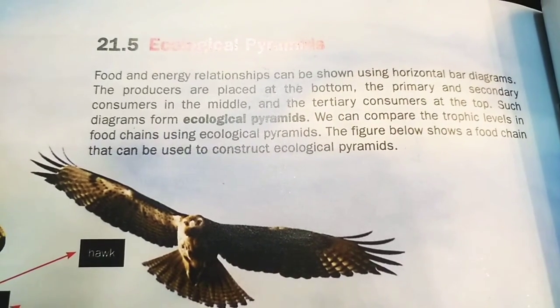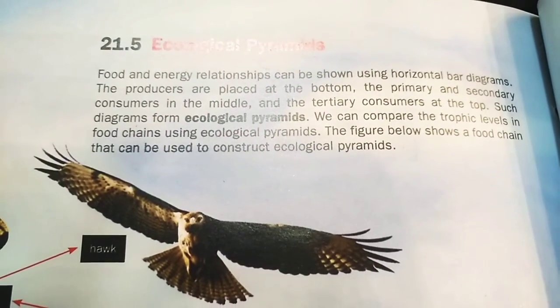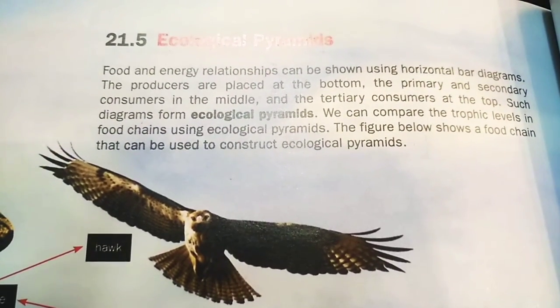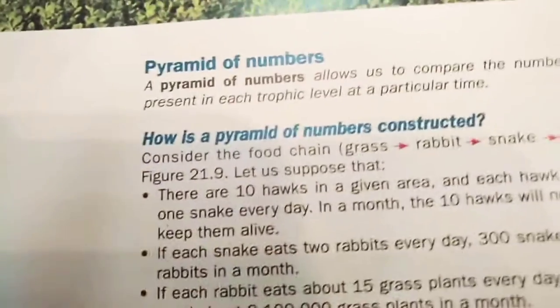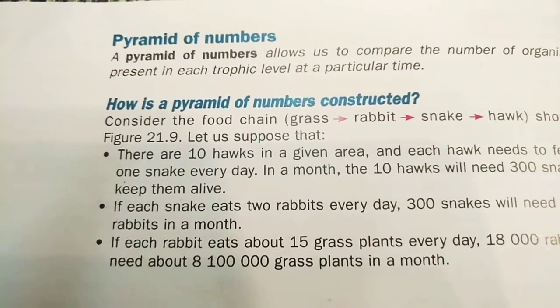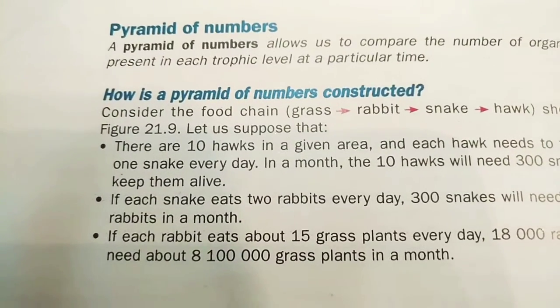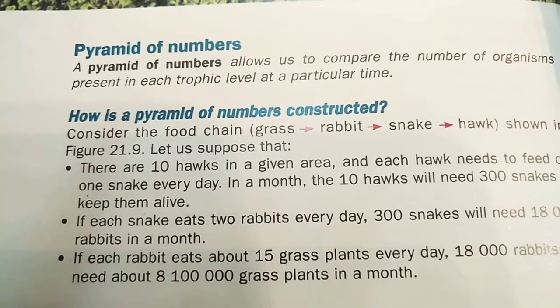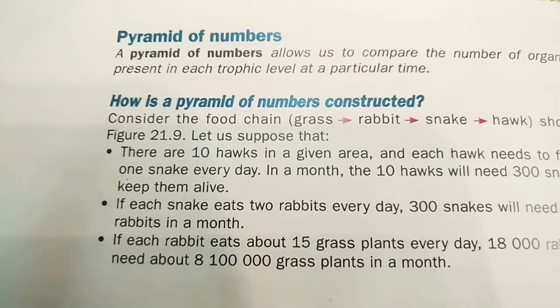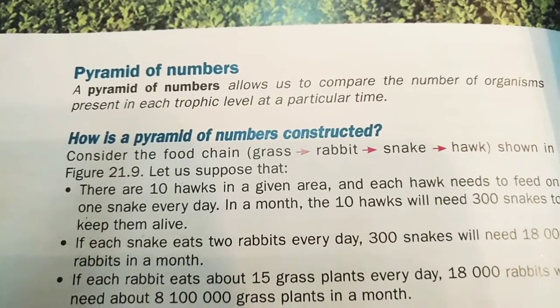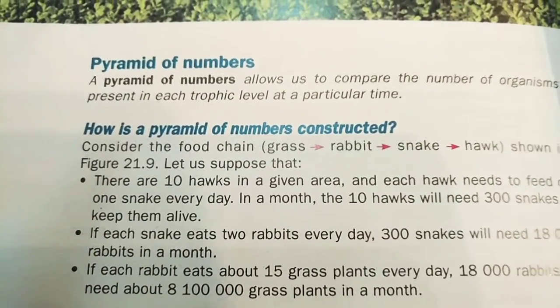Such diagrams form the ecological pyramid, we can compare the trophic levels in the food chain using ecological pyramids. The figure below shows a food chain that can be used to construct an ecological pyramid. This is a figure now. Here they have given us a statement to understand it better by giving us different numbers. These numbers can vary. For every food chain we can put our own numbers to make such kinds of pyramids. So have a pyramid of number first, which depends upon the number, like 1, 10, 100, in this way. A pyramid of number allows us to compare the number of organisms present in each trophic level at a particular time. Yes, this is very important.